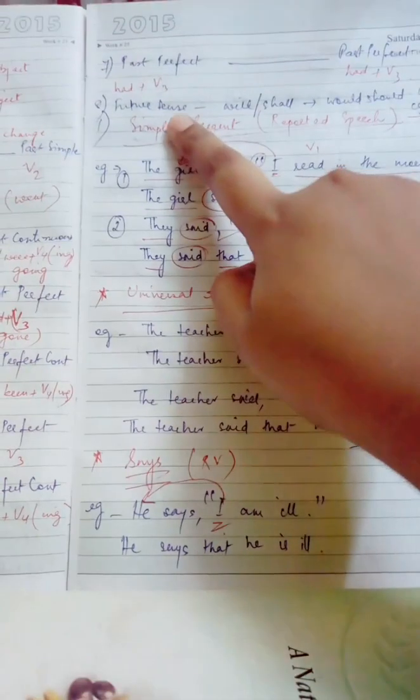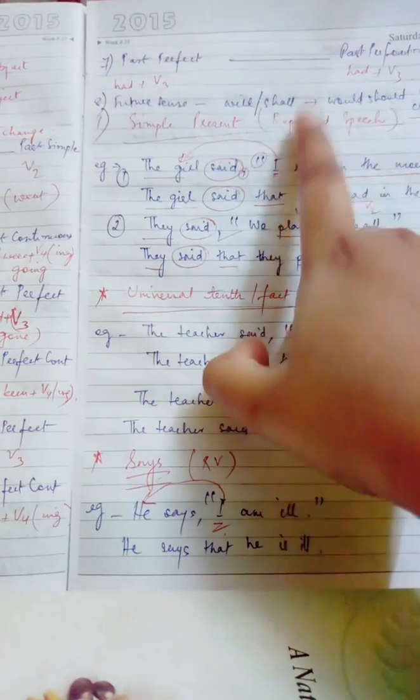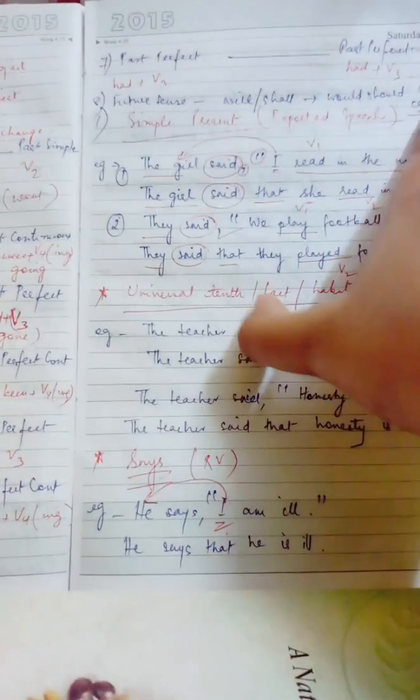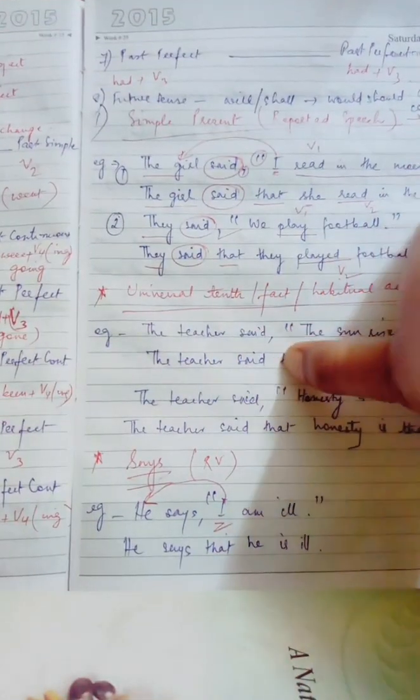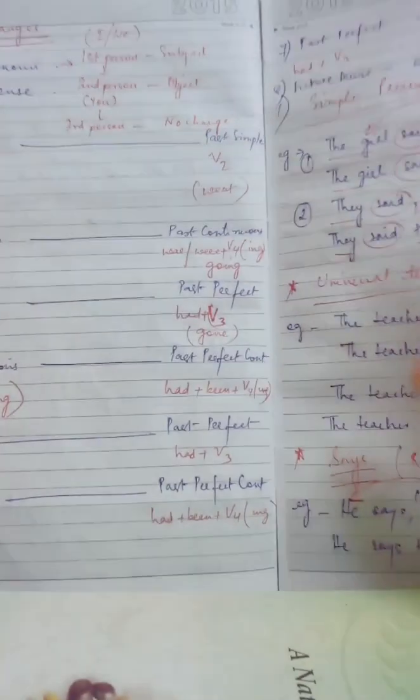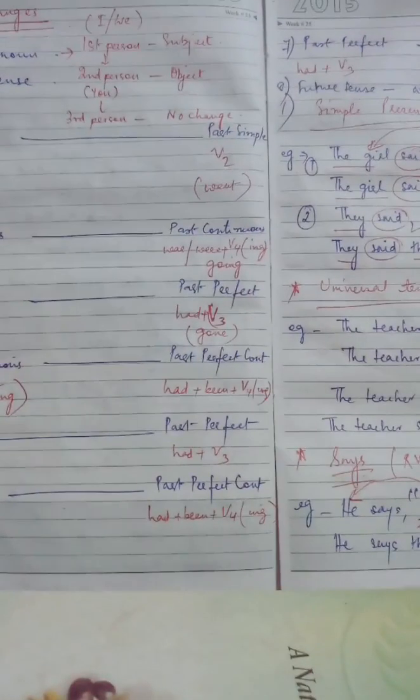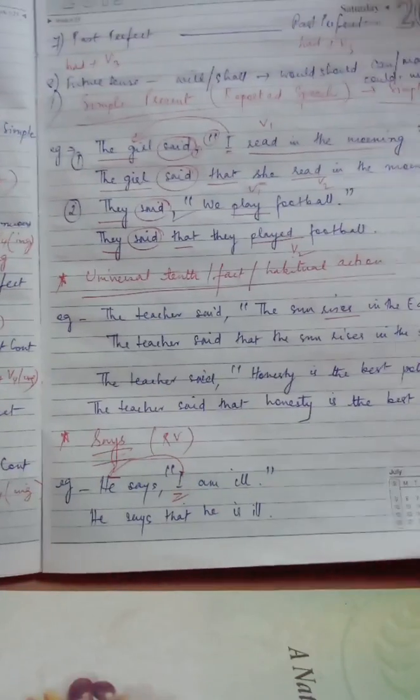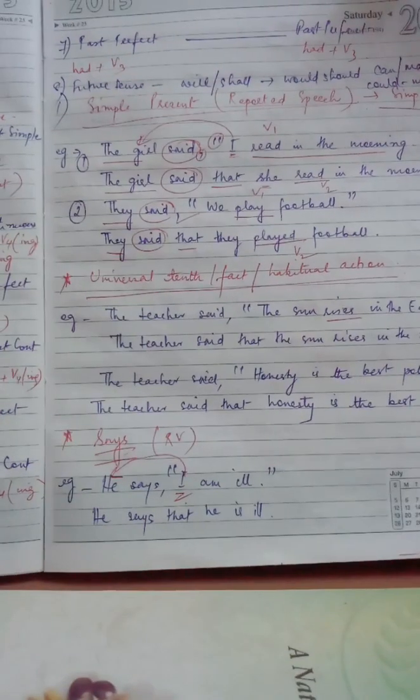And if there's a future tense, then will becomes would, shall becomes should, can becomes could, and may becomes might, right? Will, would, shall, should, can, could, may, might. So this is a tense change which is very very important in direct and indirect speech. So write all these things down, it's very very important.